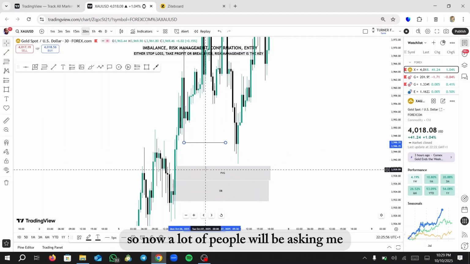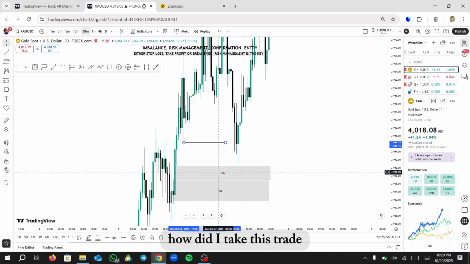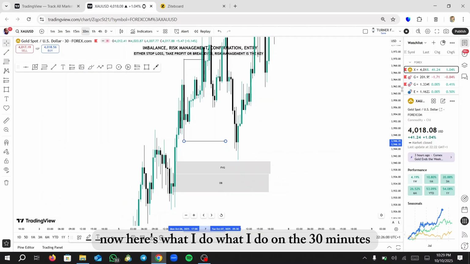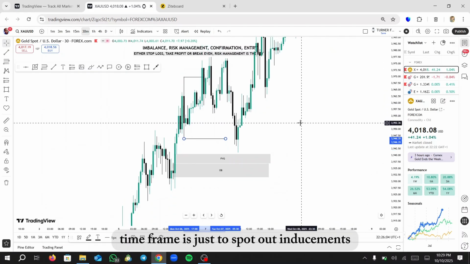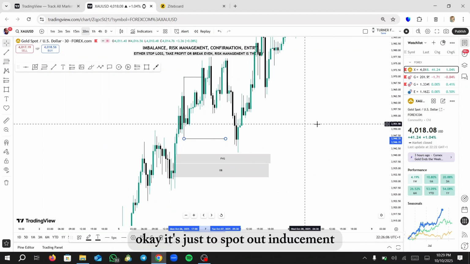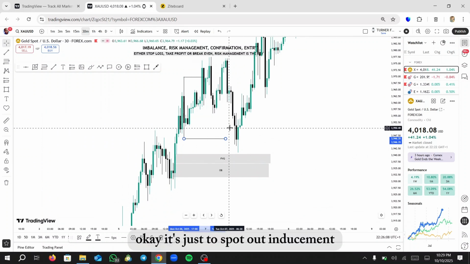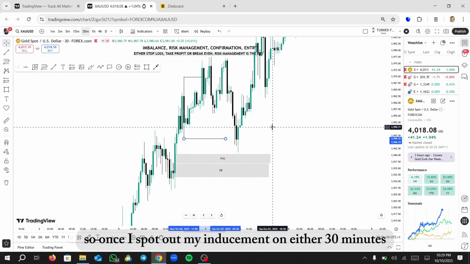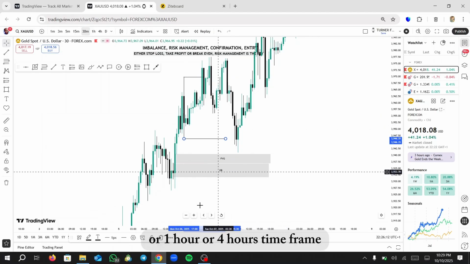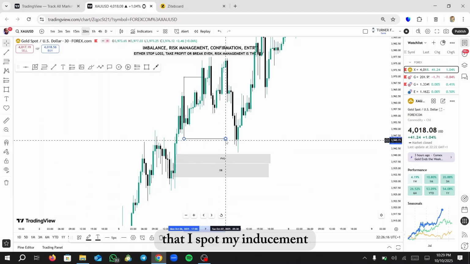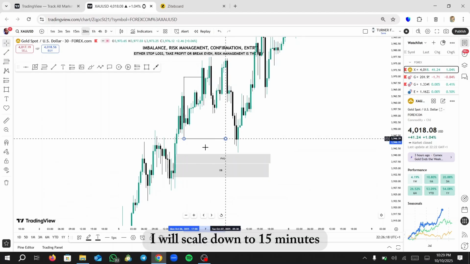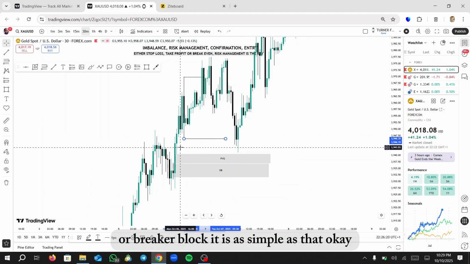So now a lot of people will be asking me, how did I take this trade? Now here's what I do. What I do on the 30 minutes or either the 1 hour or the 4 hours time frame is just to spot out inducements. So once I spot out my inducements on either 30 minutes or 1 hour or 4 hours time frame, then if it is the 4 hours time frame that I spot my inducements, I will scale down to 15 minutes to mark out my order block or breaker block. It is as simple as that.